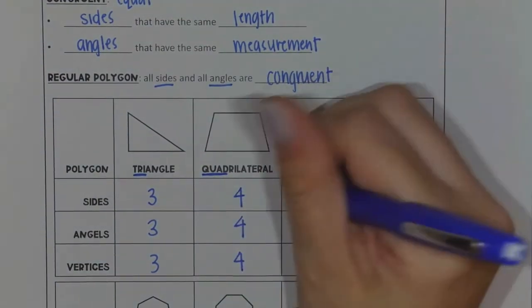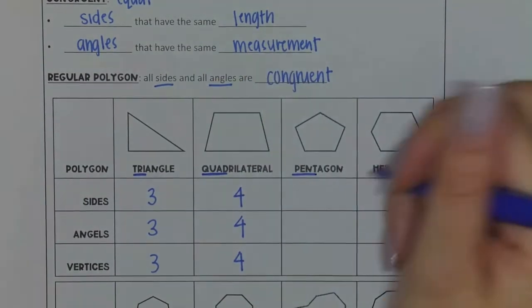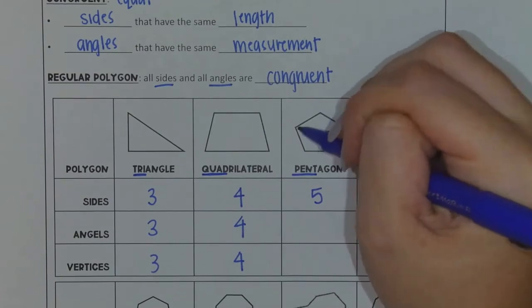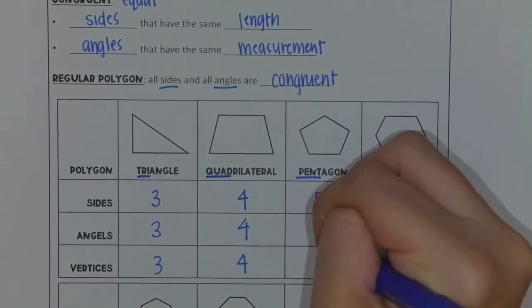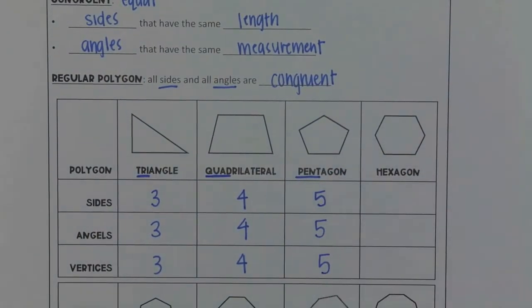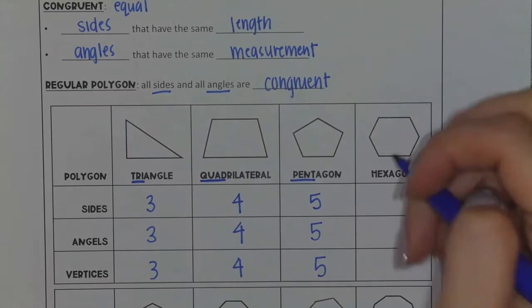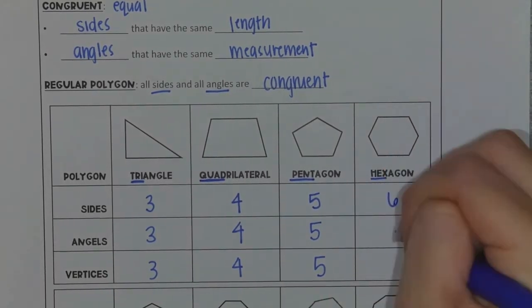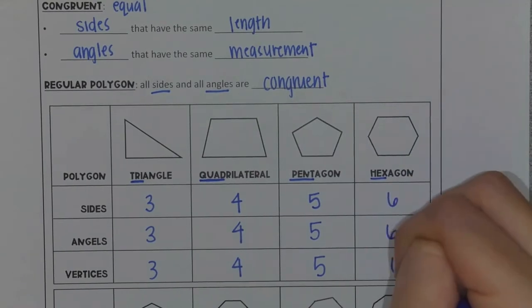Then we have a pentagon. Pent is going to be our prefix here. 5. So we have 1, 2, 3, 4, 5 sides, so 5 angles, 5 vertices. So all the time, however many sides, that's how many angles it has, how many vertices it has. So then our hexagon, our prefix here is hex. It means that we have 6 sides, 6 angles, 6 vertices.